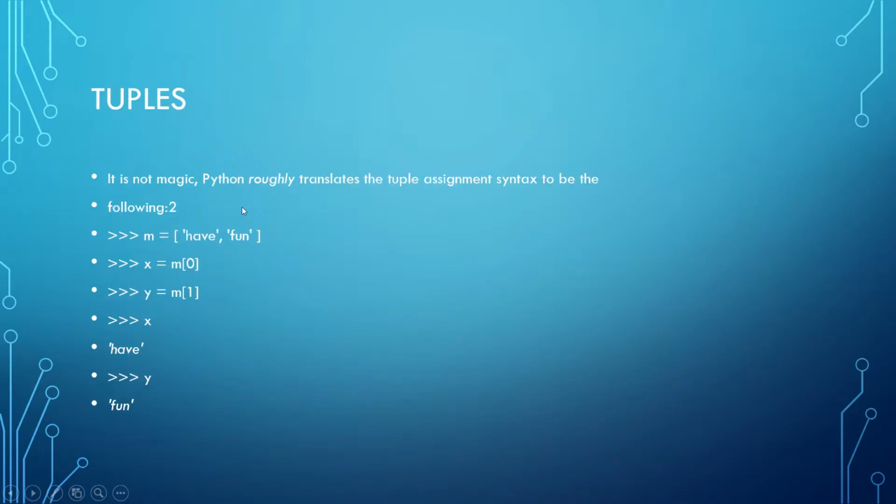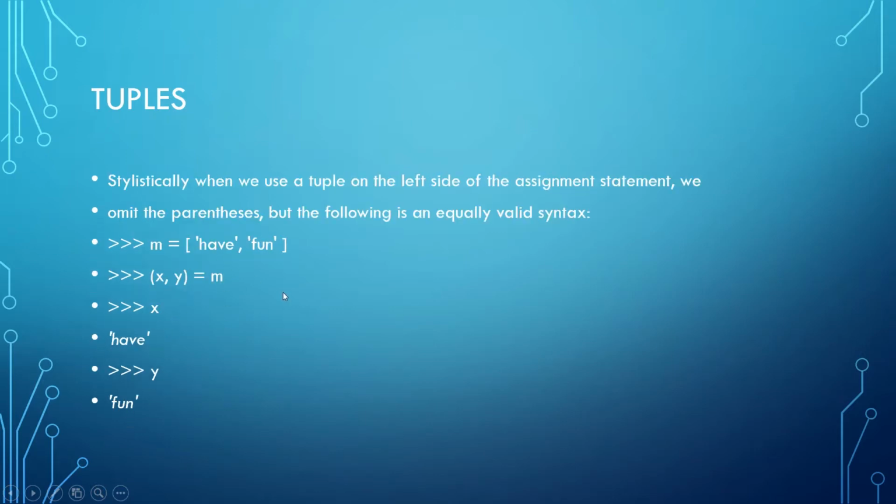It is not magic. Python roughly translates the tuple assignment syntax to the following. m = ['have', 'fun'], x = m[0], y = m[1], and x is 'have', y is 'fun'. Instead of writing all this code, if you just write x, y = m, then Python automatically takes that and says x is 'have', y is 'fun', because they're separated.